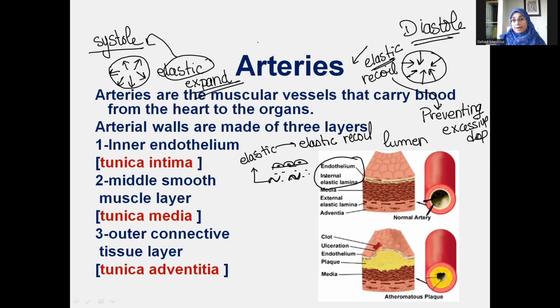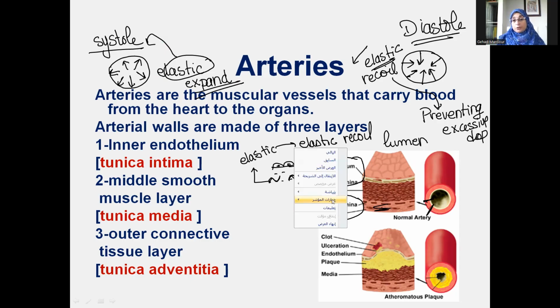Okay? Now we come to the outermost layer, which is the tunica adventitia, and it consists of connective tissue and an external elastic lamina.